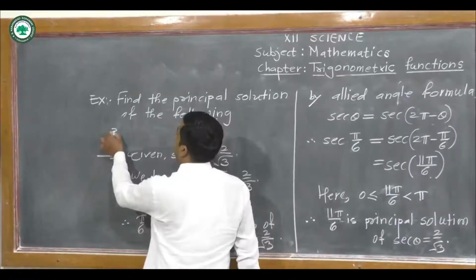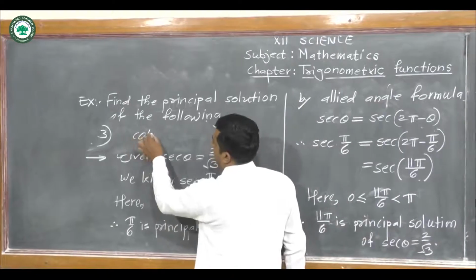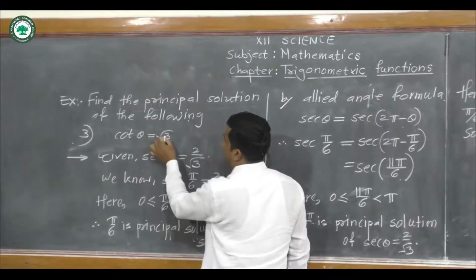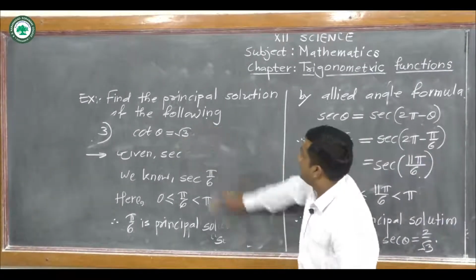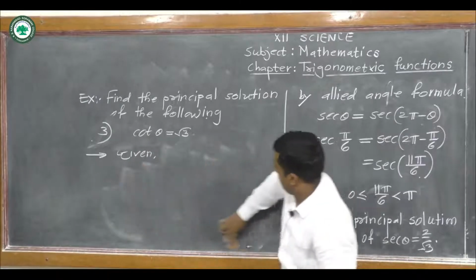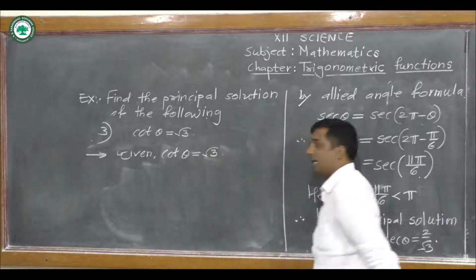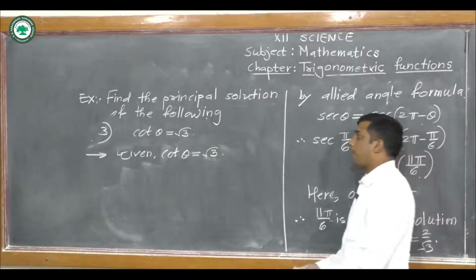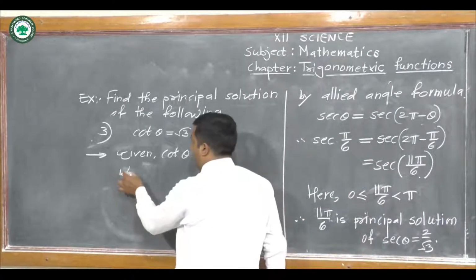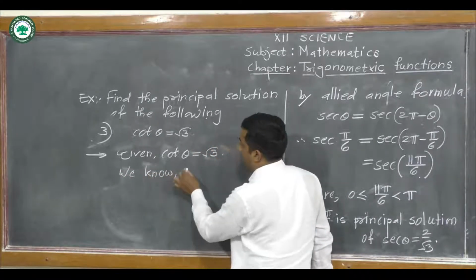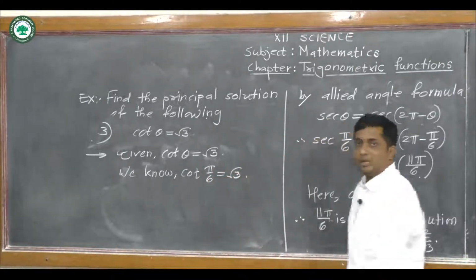Here in third, given cot theta is equal to root 3. Okay, so we consider given equation again. Here given cot theta is equal to root 3. Now here everyone knows cot of pi by 6. Here cot of pi by 6 is root 3. Here I write, we know cot of pi by 6 is equal to root 3.